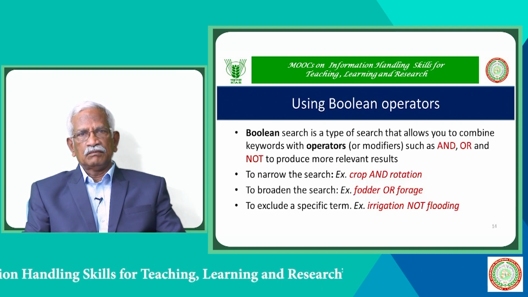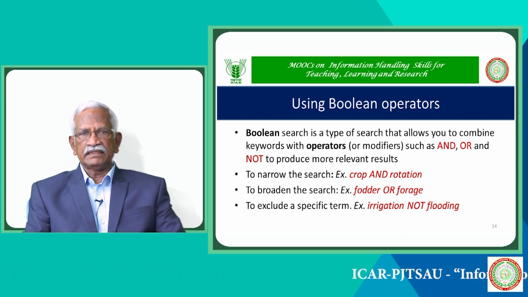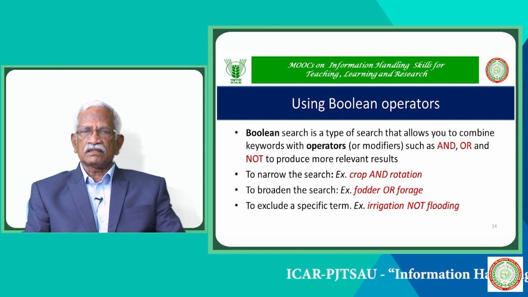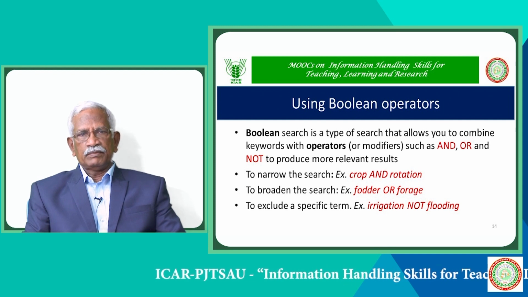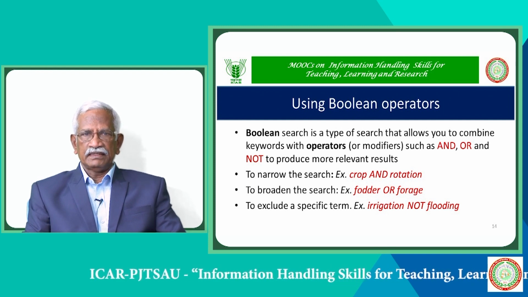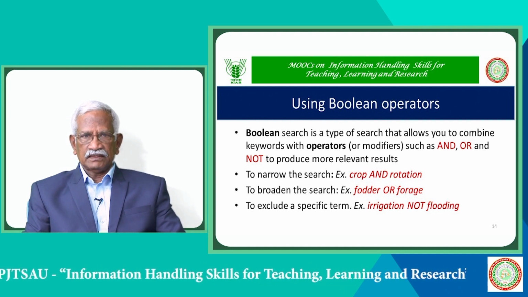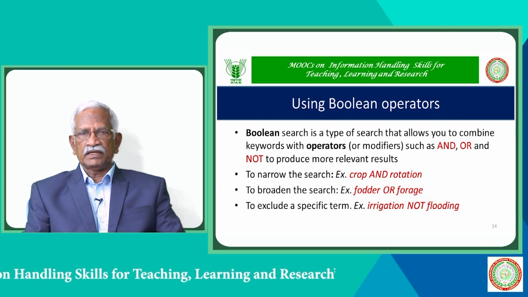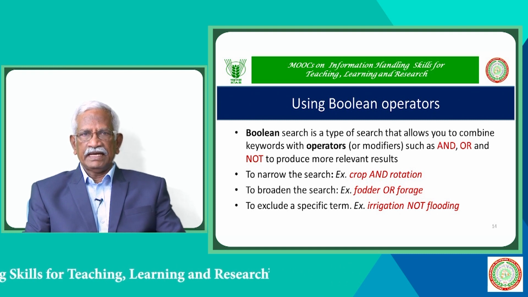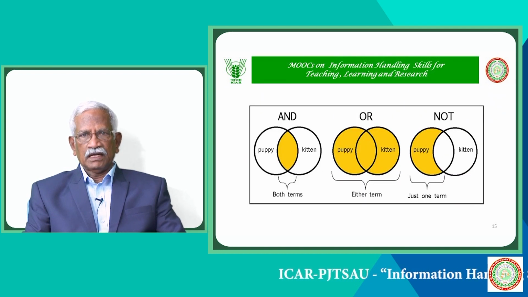Let us see what a Boolean search gives you. Boolean search is a type of search that allows you to combine keywords with operators. These operators are also called modifiers, and they are and, or, not. They produce more relevant results if you apply them properly in the search. You can use and for narrowing the search, or for broadening the search. To exclude specific terms, you can use not. You can see the example in the slide for understanding better. This is the slide which tells you how the Boolean operators are used: and, or, not.